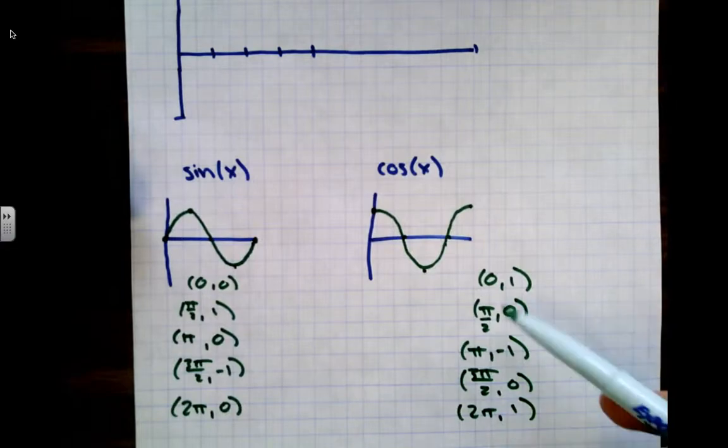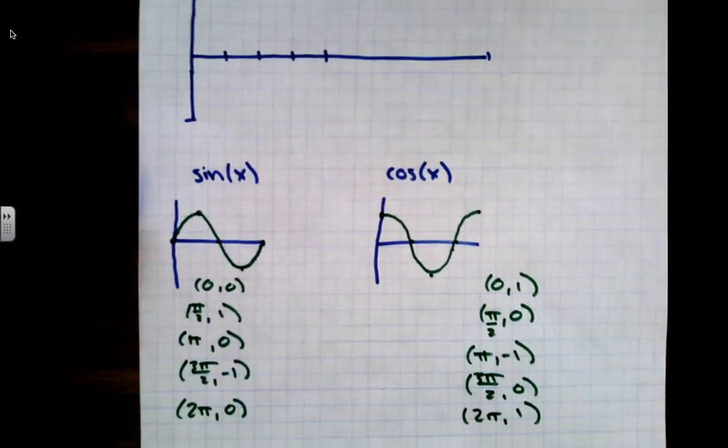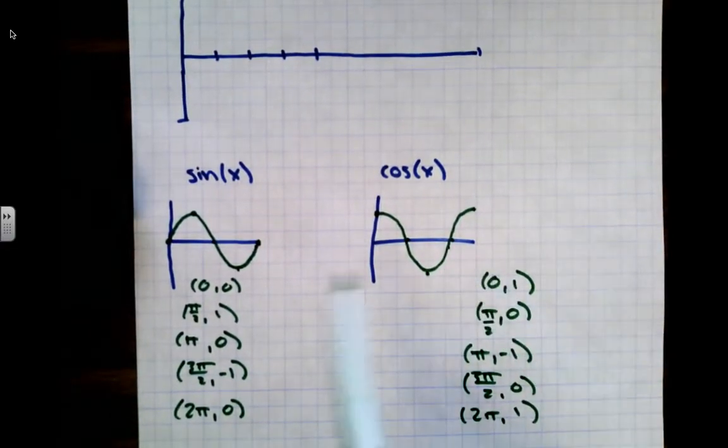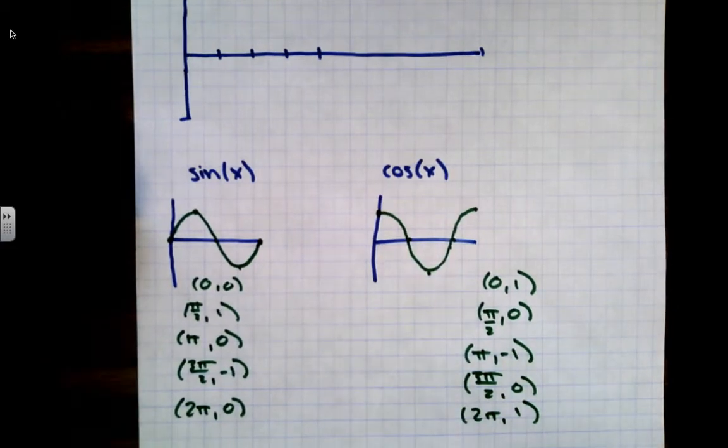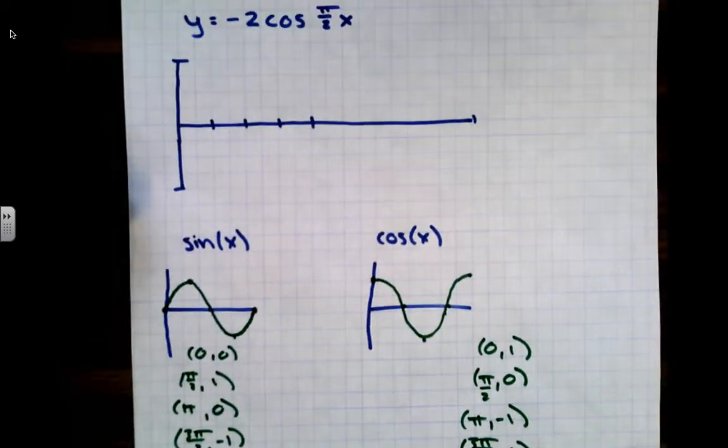So we have those critical values for cosine, we have these critical values for sine, and just knowing our basic shape should look something like this, even if it's manipulated, stretched out, shrunk, stretched vertically, flipped over the x-axis. It'll still have some basic shape like these two.